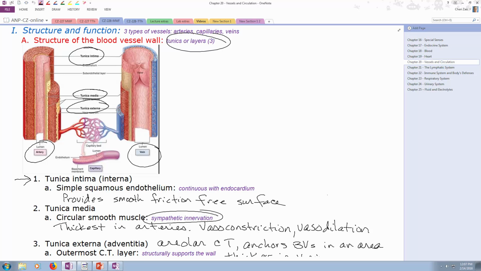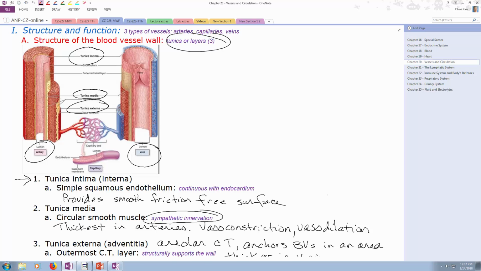The interesting thing is that this is supposed to help anchor our blood vessels in an area, but isn't it interesting when you go in for a venipuncture, which means you're going to get blood drawn, and blood is drawn from your veins, not your arteries, you will actually sometimes have difficulty obtaining blood because your veins will roll.